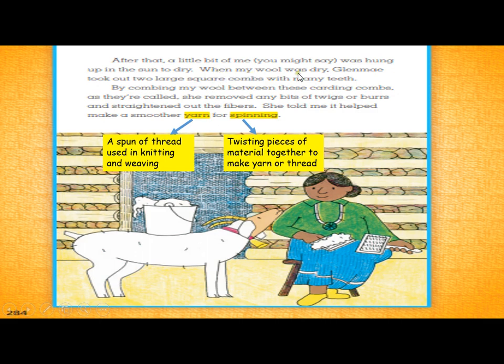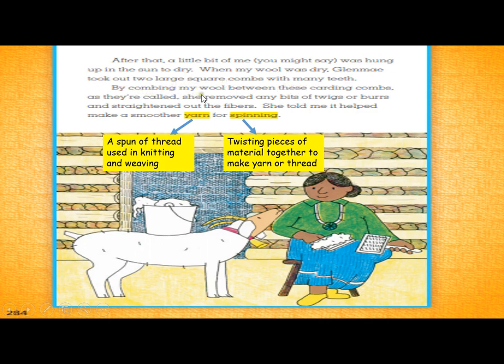When my wool was dry, Glenmay took out two large square combs with many teeth, like this. This is a comb with many teeth. Why do we use combs? To brush our hair. But here, what is getting brushed? The wool. But why? Think about it. Alright. Glenmay took out two large square combs with many teeth.